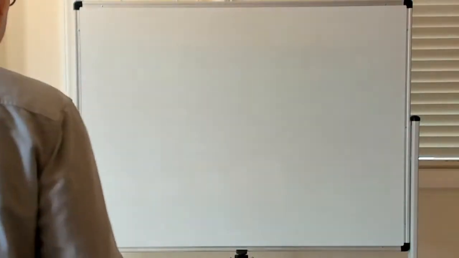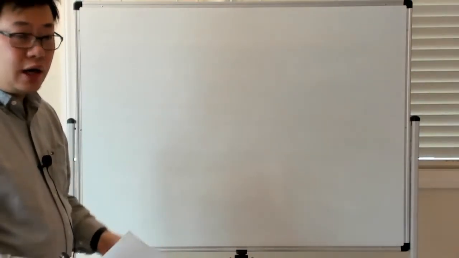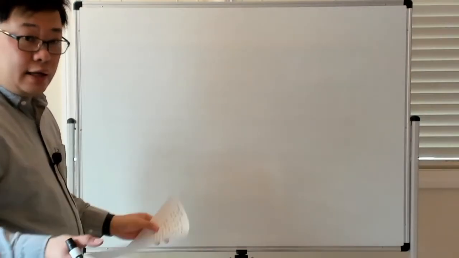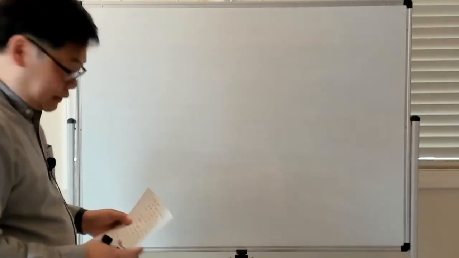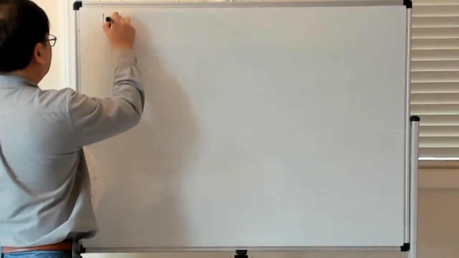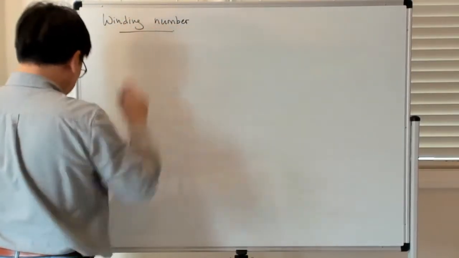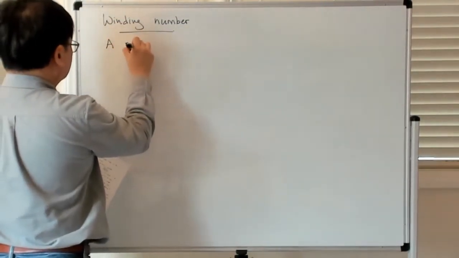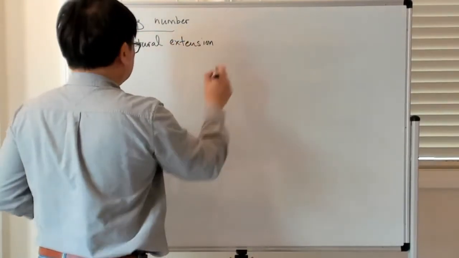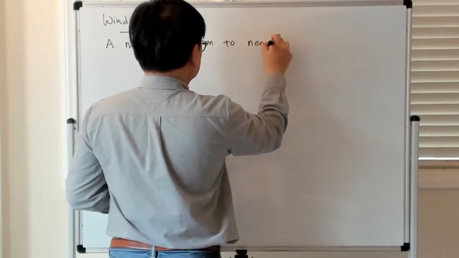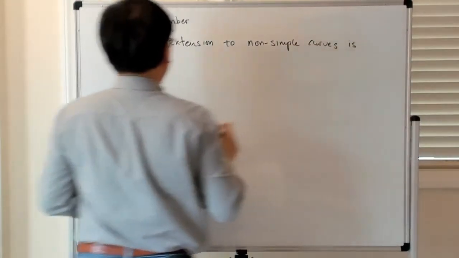Okay, so having talked about this idea of interior versus exterior for simple curves, the natural question to ask is: is there some way to extend this idea to non-simple curves, where they have self-intersections? So this naturally leads to the idea of winding number. A natural extension to non-simple curves is the notion of a winding number.